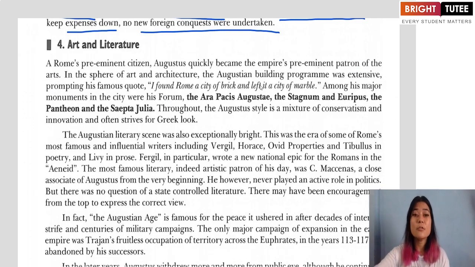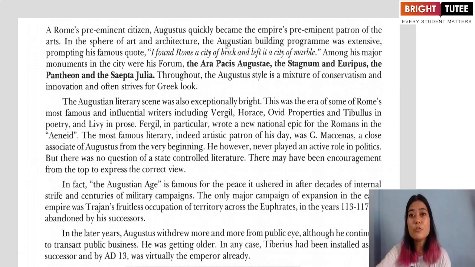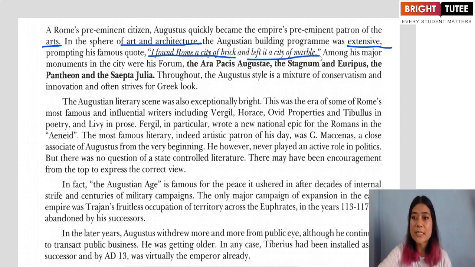Now let us look at art and architecture under Augustus. Augustus also patronized arts. He encouraged and supported the production of arts. He established an extensive program for the promotion of art and architecture, and he is known by his famous quote: "I found Rome a city of brick and left it a city of marble."